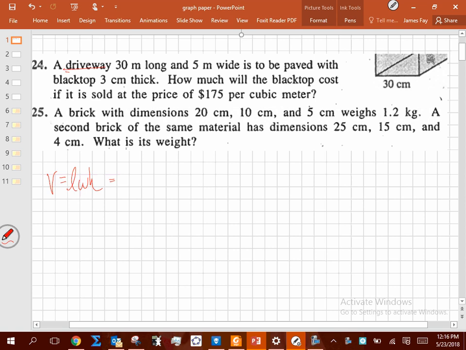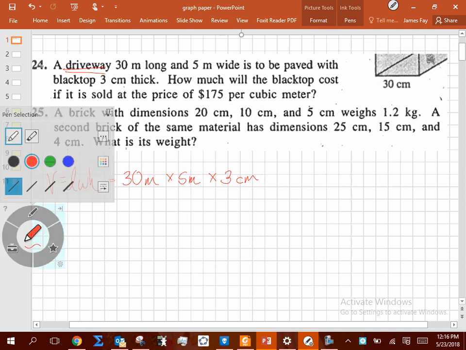We've got to kind of infer that a driveway is not going to be a pyramid or anything like that. So it is a prism. So I'm going to take 30 meters times 5 meters times 3 centimeters. Is that going to work? Can I do it that way? I got to change the centimeters, right?